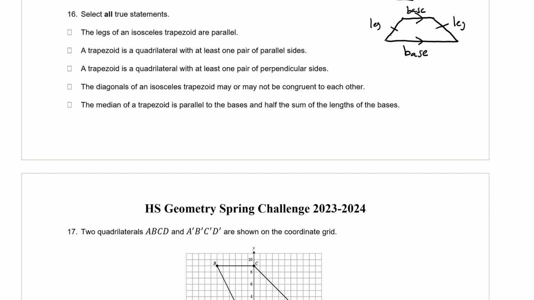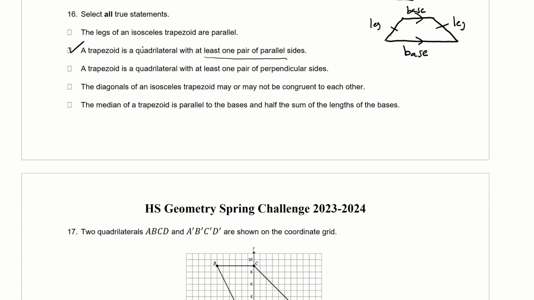A trapezoid is a quadrilateral with at least one pair of parallel sides. That's what we were talking about. Yes, at least one pair. Generally, we think of it as one pair, but technically you can think of it as at least one. And then, a trapezoid is a quadrilateral with at least one pair of perpendicular sides. No, it's not perpendicular. It has to be parallel.